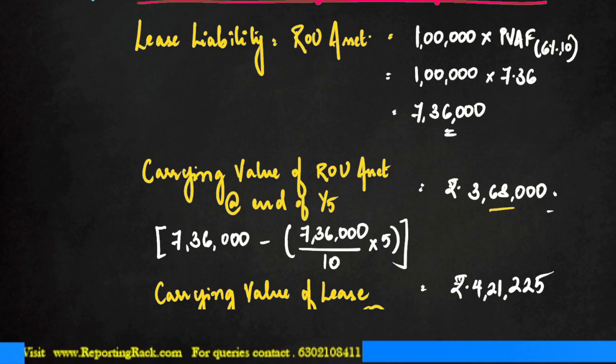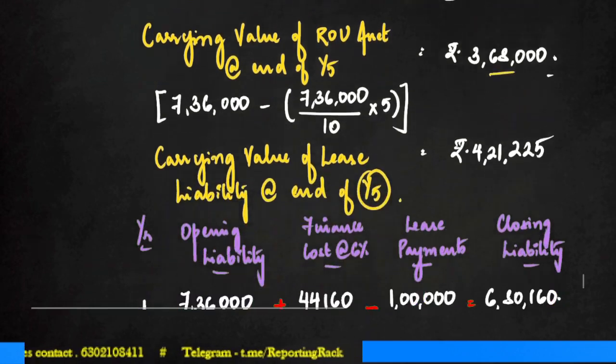Modification only happened in year 5. Until then, there was no modification. Therefore, I have to calculate the depreciation over 5 years at the rate of 73,600 per annum on the ROU asset, and the value of ROU asset at the end of year 5 was 3,68,000.